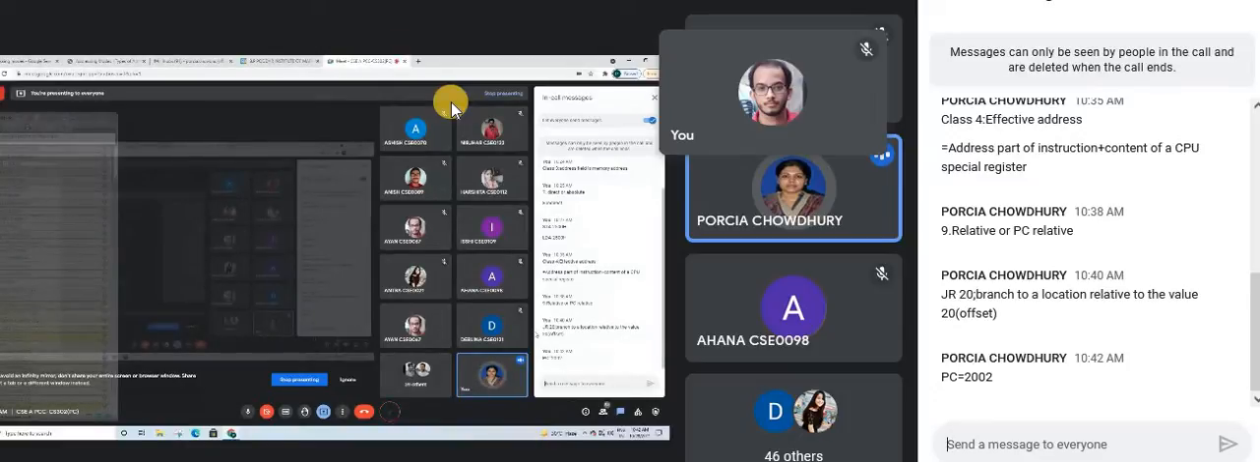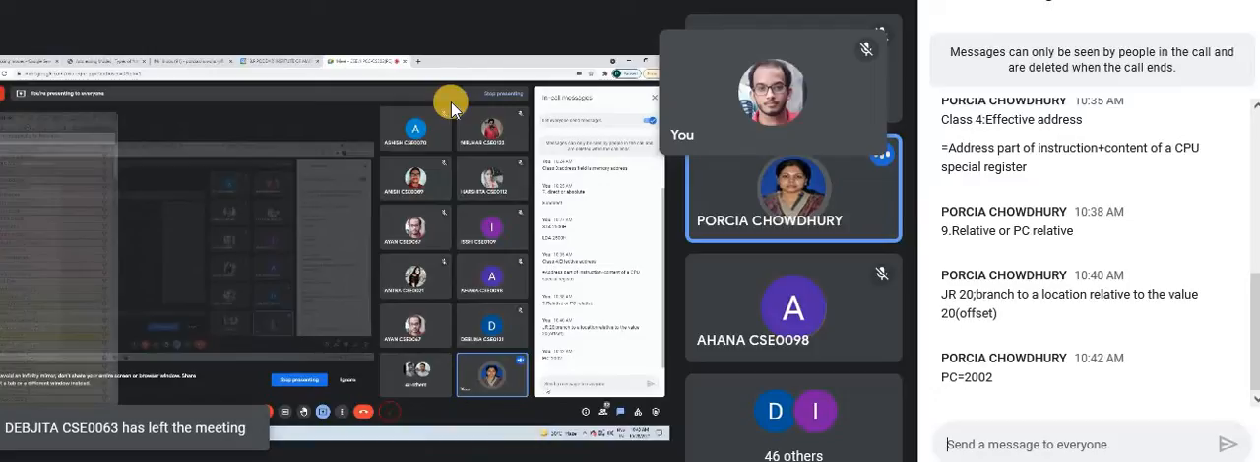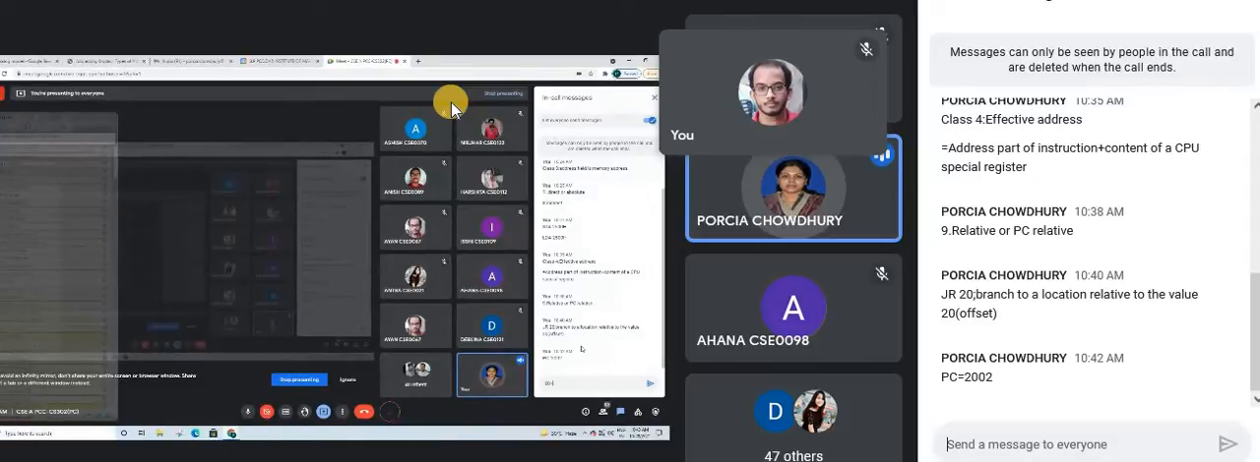So 2000, suppose that is the previous content of the program counter. Now you have to fetch the instruction. One byte for JR, another byte for 20, so 2 bytes. So 2000 plus 2 bytes is equal to 2002. So what we know is how we can calculate the effective address. What is the address part of the instruction? Instruction JR, then 20. So that means the address part of the instruction is 20, plus the content of a CPU special register. Now over here, in case of relative or PC relative, the special register is the program counter. What is the content of the program counter?